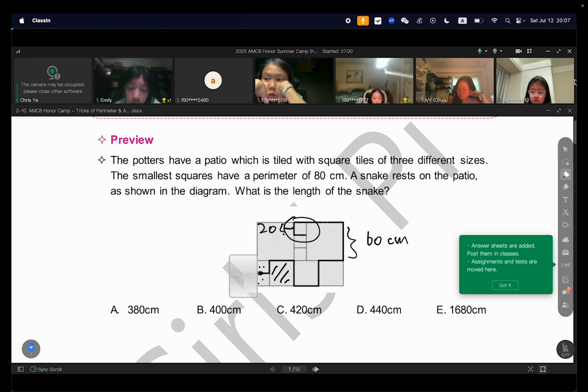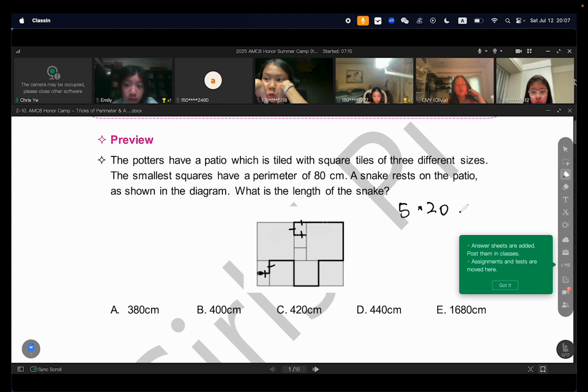Wait, I'm just going to erase this because it's going to get a little messy. So now we want to figure out what the length of the snake is. So we have 1, 2, 3 20s and 1, 2. So that's going to be 5 times 20. And we have 1, 2 30s. So it will be 2 times 30. Wait, 2 times 60, sorry.